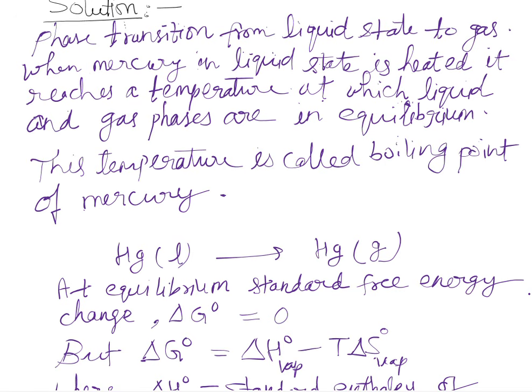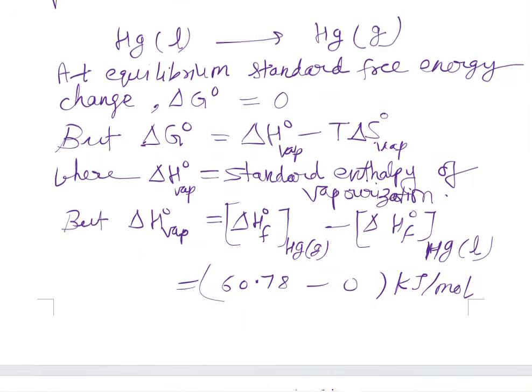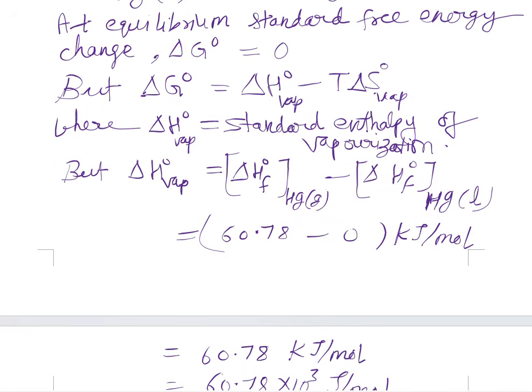At equilibrium, standard free energy change delta G naught is equal to 0. But delta G naught is equal to delta H naught of vaporization minus T delta S naught of vaporization. Because we know that delta G is equal to delta H minus T delta S, and delta G naught is equal to delta H naught minus T delta S naught. In the vapor phase, this equation will be applied, where delta H of vaporization is equal to standard enthalpy of vaporization.